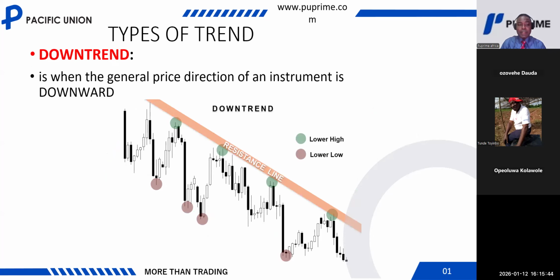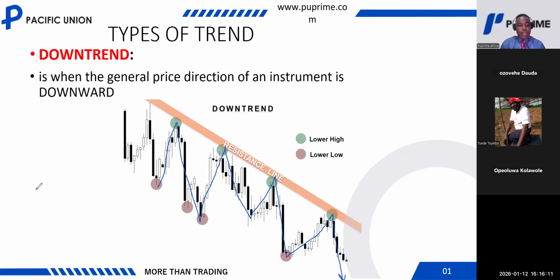In a downtrend, however, we say that this is when the general price direction of a financial asset is downward. In a downtrend, price makes a series of lower highs and lower lows, lower high, lower low, and so on. So in a downtrend, the lower lows, when price makes a new low, mean price is dropping lower.